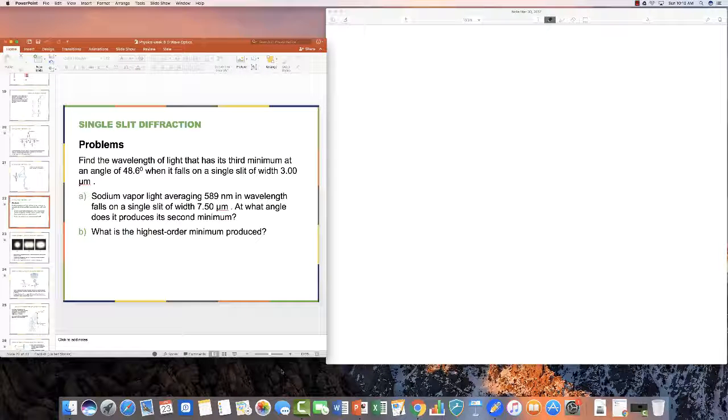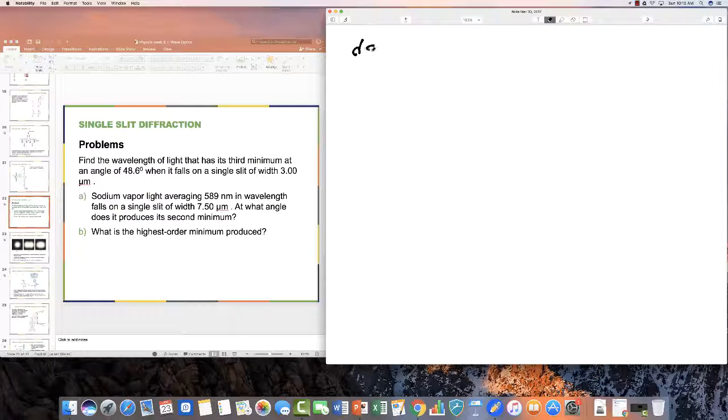So in order to do this first problem, again, you use the same equation, but now we're looking at minimums instead of maxima. It says find the wavelength of light that has its third order minimum at 48.6 degrees when it falls on a single slit width of 3 micrometers. Okay, so we have d sine theta equal to m lambda, and since we want to find the wavelength, we're going to solve this equation for lambda.